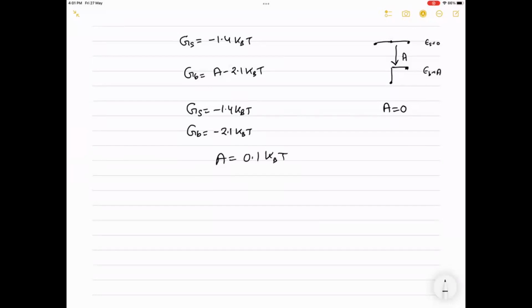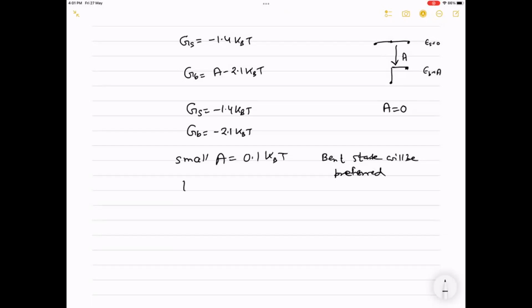Now this was the case for a small a, when the value of a is small, when there is very little energy required or there is no energy required. In that case what we found is that the system will be found in the bent state, which will be preferred, right?